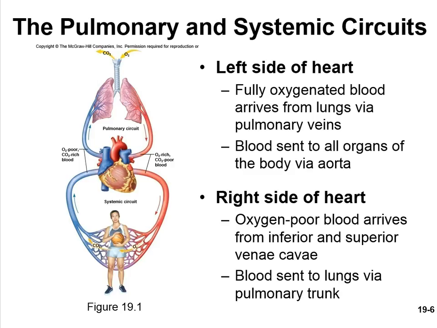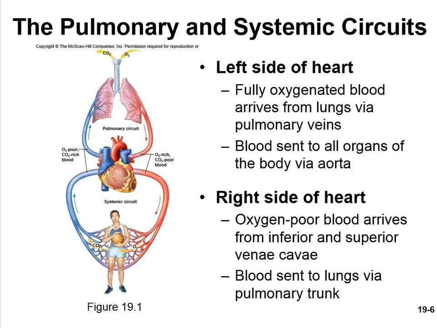The left side of the heart has fully oxygenated blood because it just got rejuvenated from the lungs. And this rejuvenated blood is sent to the rest of the body via the aorta. Whereas the right side of the heart is termed as having oxygen poor blood because that blood has been to every part of the body. There's still oxygen in there, but it's oxygen poor, and it'll come back to the right side of the heart where it will get pumped to the lungs to have the gas exchange happen.